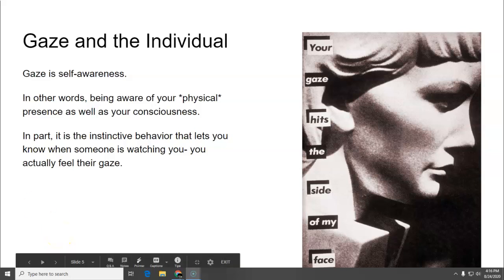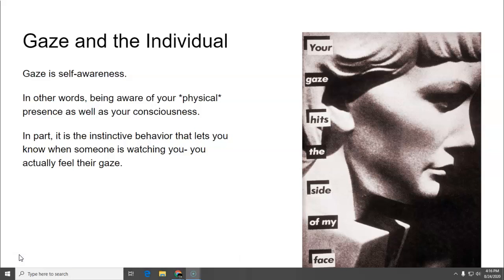So gaze in the individual is your self-awareness, the awareness of your physical state as well as your consciousness, your mental state. And it's also that instinctive behavior that lets you know when somebody's watching you. You actually feel their gaze, if somebody is staring at you, whether they're behind you or across the room or out in public. And you've seen this probably with little kids too. What are you looking at? When somebody all of a sudden says that, and you're like, I wasn't looking at anything. And they're like, yeah. Because you can physically kind of feel the sensation of somebody looking at you for an extended period of time with intent.